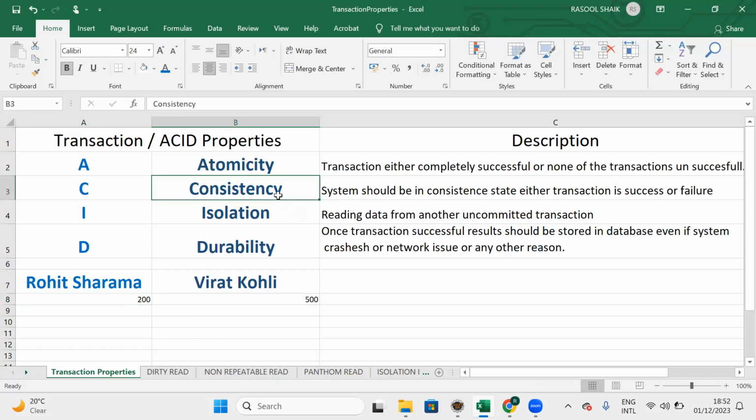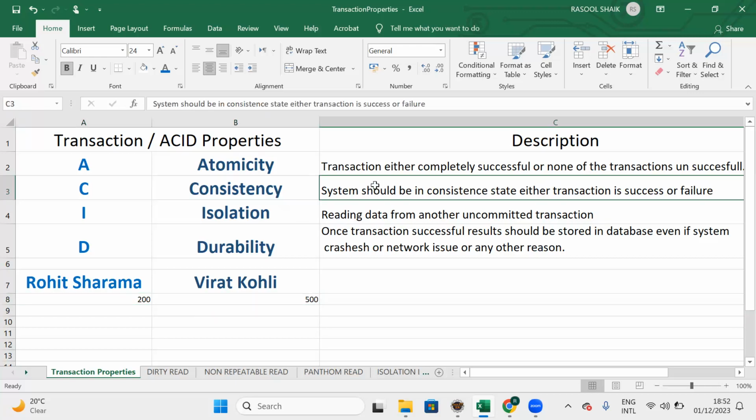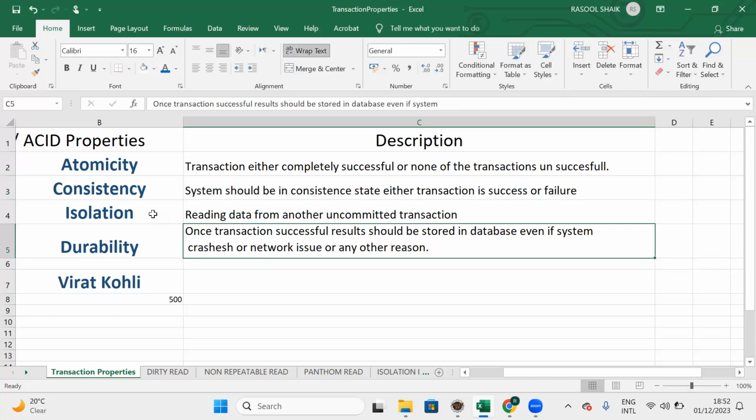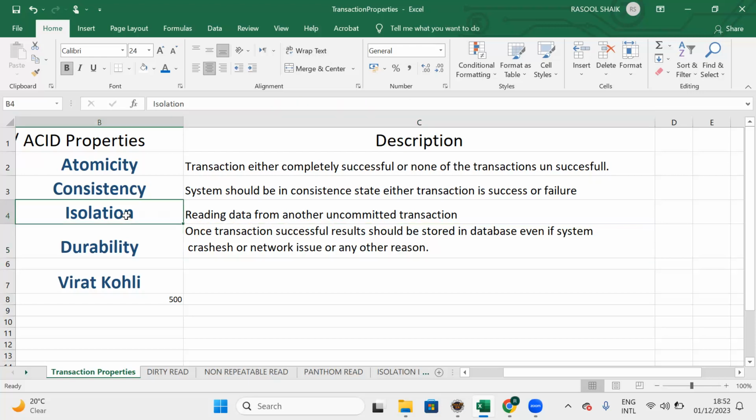This is one of the examples, guys. That's the reason I am giving a general example, a general description of consistency. The system should be in a consistent state, whether the transaction is a success or a failure. Now another property is called isolation.